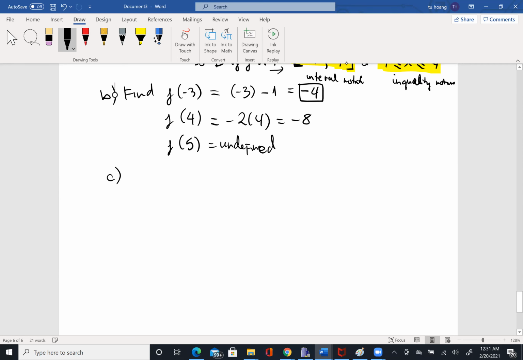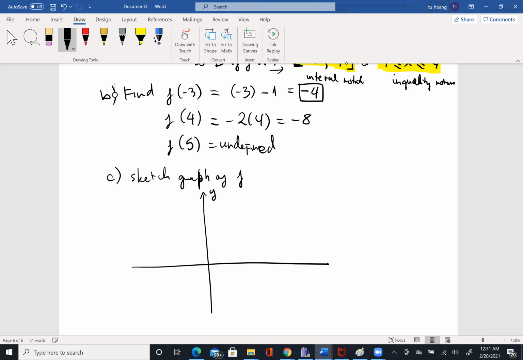How about we're gonna try to sketch the graph of f. I'm gonna show you how to sketch it. What you do is, at first you need to draw the xy plane first, right? This is y, this is x.